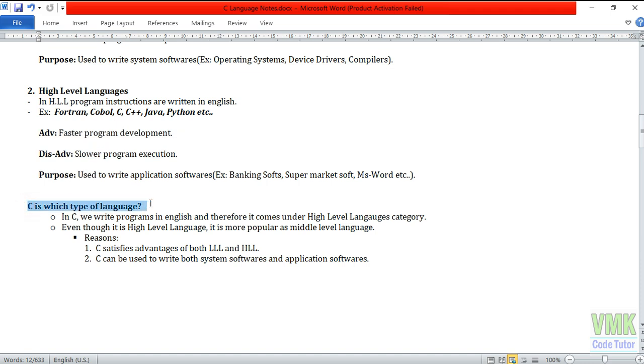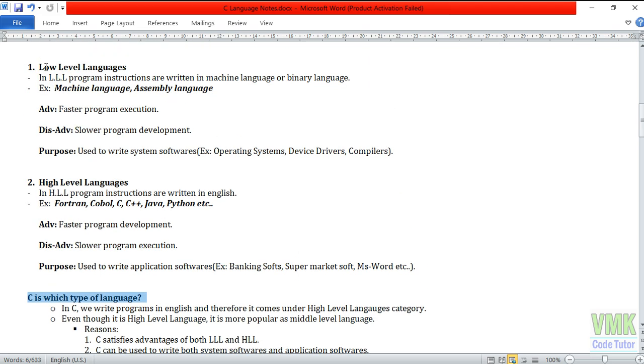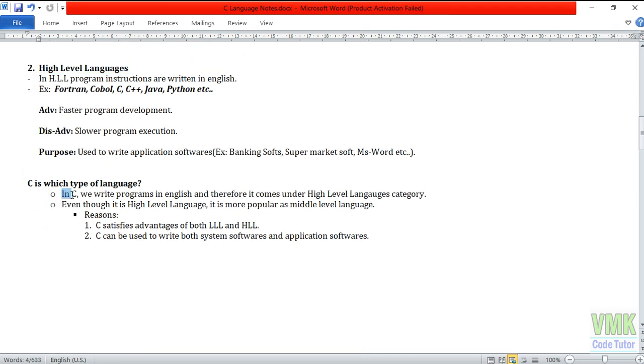Now we are going to understand which type of language C is: whether it is a low level language or a high level language. In C we write programs in English, and therefore it comes under the high level language category. But even though it is a high level language, it is more popular as a middle level language. What are the reasons for calling C a middle level language?